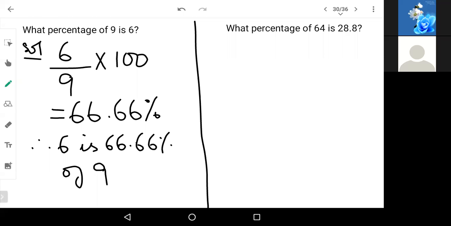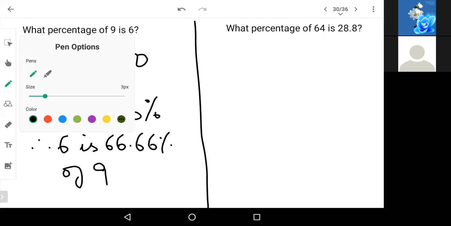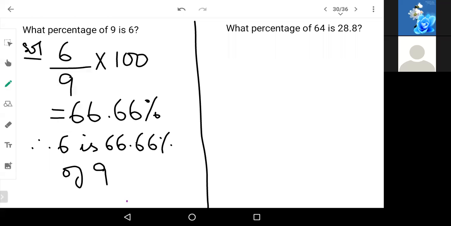Now, similarly, let us solve one more problem on the same basis. What percentage of 64 is 28.8? So 64 is the main number. Even if you see here in the first question, 9 was the main number, right? So here 64 is the main number and 28.8 is the part of 64.